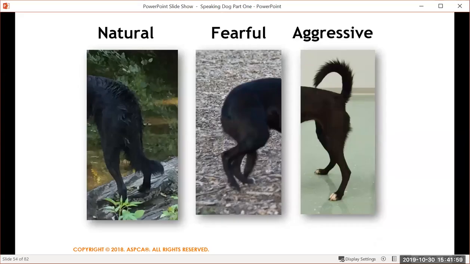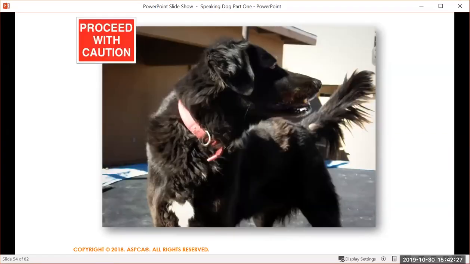Here's a cool example of the same dog showing 3 different tail postures. So in the left, it's a natural carriage. In the middle, it's a fearful carriage, and in the right, it's an aggressive response. And notice that even though you tend to see piloerection in the withers and the back end of the dog, in this case, the dog's hair is erect on its tail as well. Next slide.